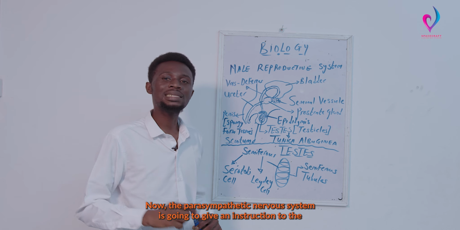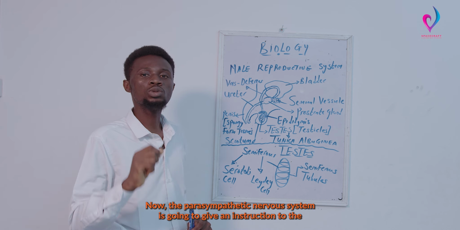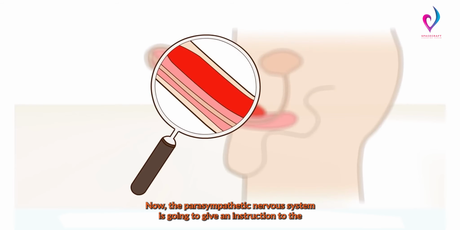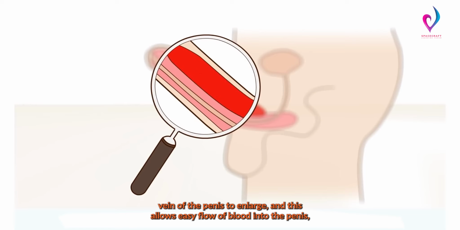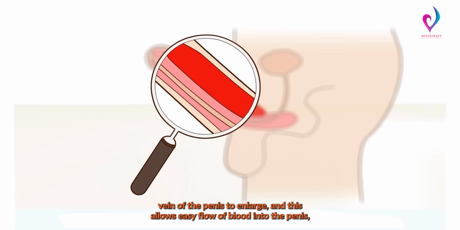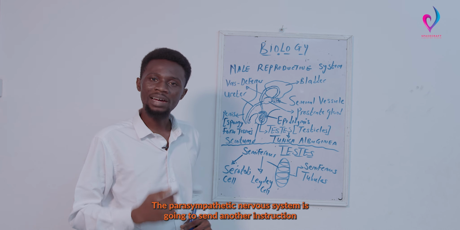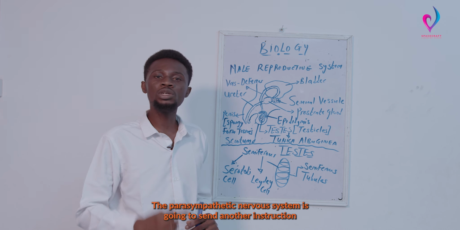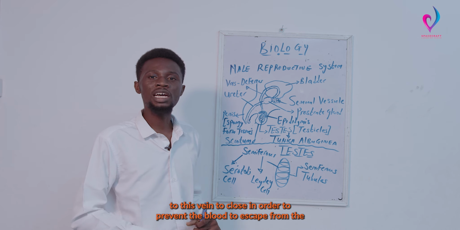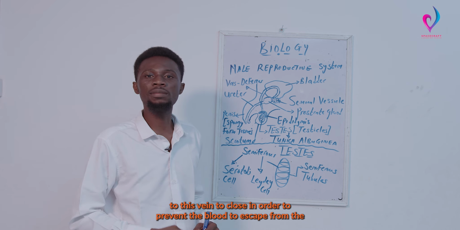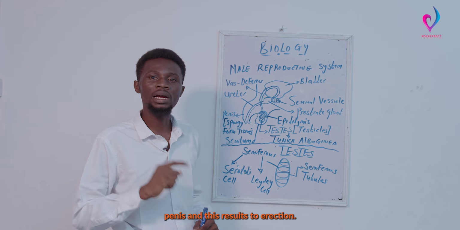Now, the parasympathetic nervous system is going to give an instruction to the vein of the penis to enlarge, and this allows easy flow of blood into the penis. And if this happens, the parasympathetic nervous system is going to send another instruction to this vein to close in order to prevent the blood from escaping from the penis, and this results in erection.